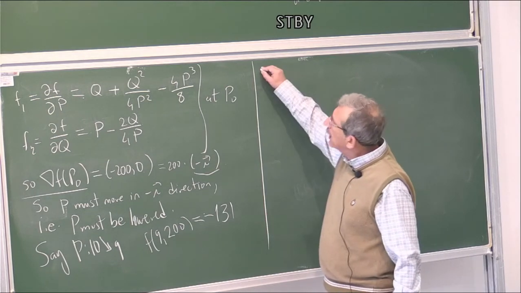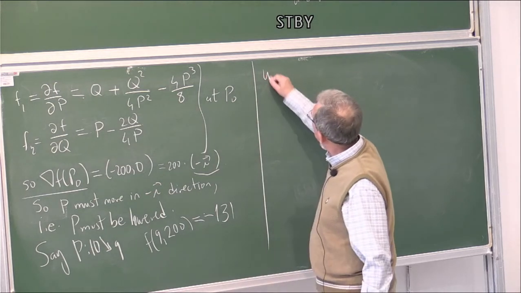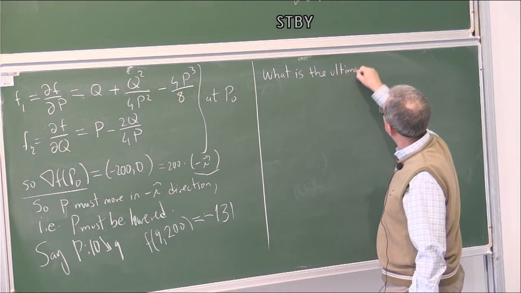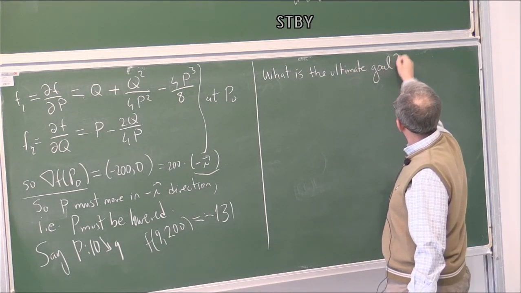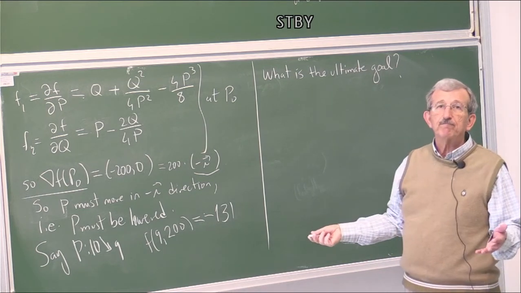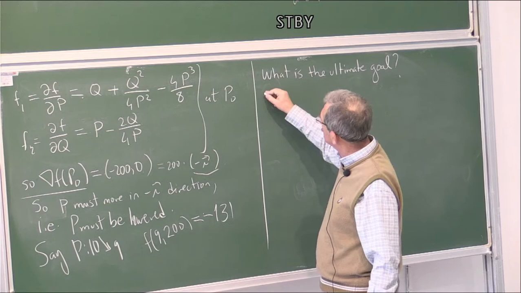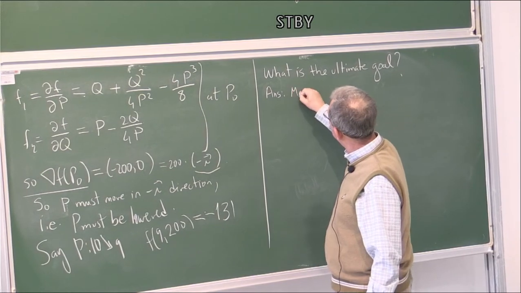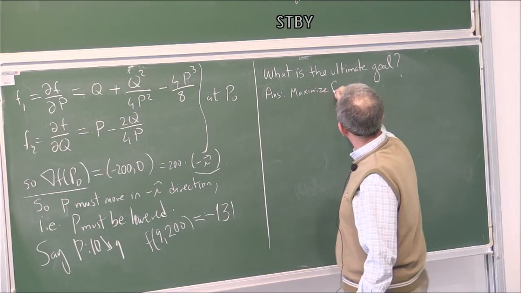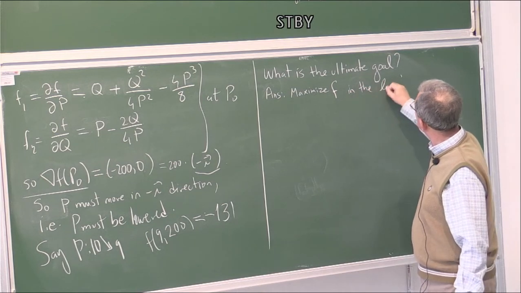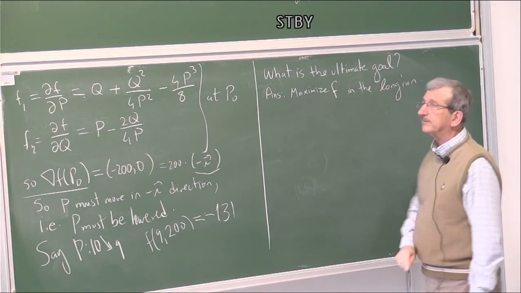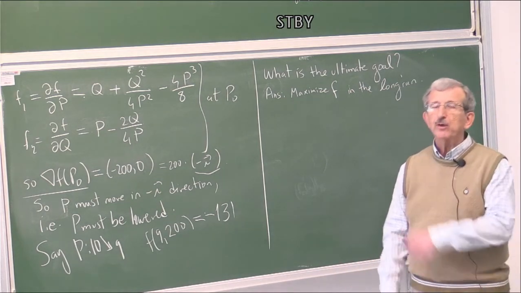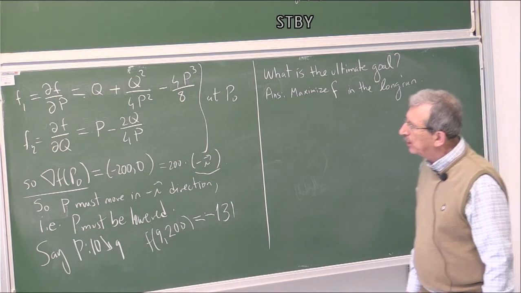Okay, so B, the second question: what is the ultimate goal? Of course, it's to maximize f. The answer is easy: to maximize f in the long run. Where do you maximize it? Is there a maximum? Well, these are the questions you must ask, but of course, it's easy to check that.